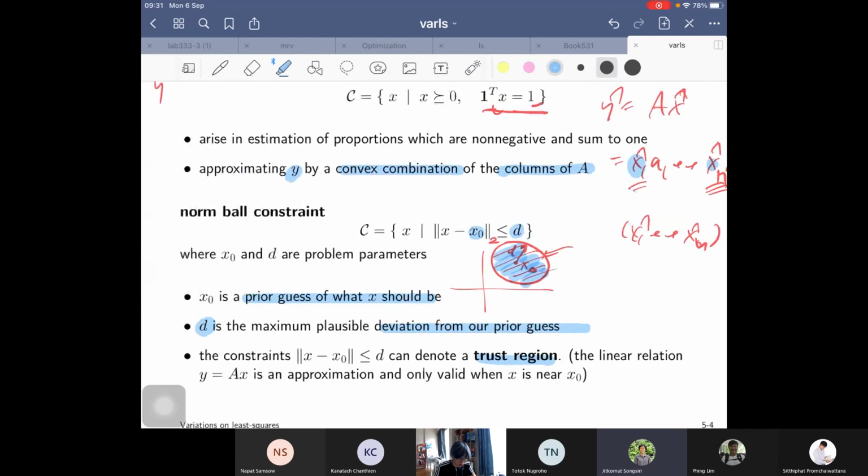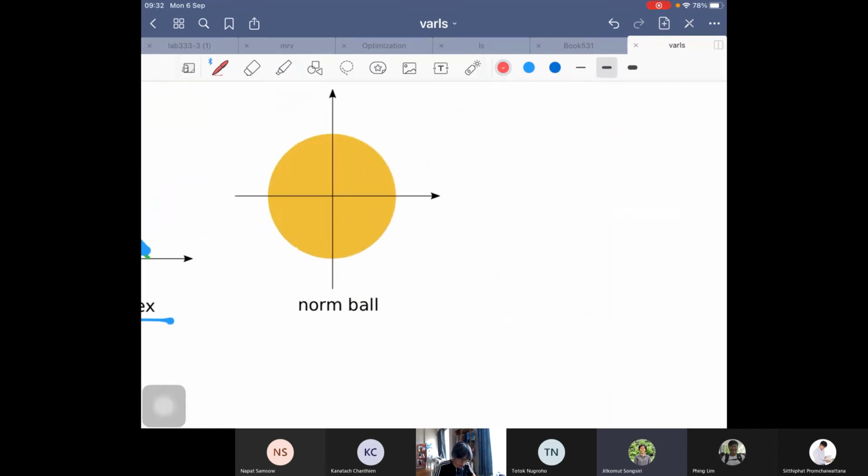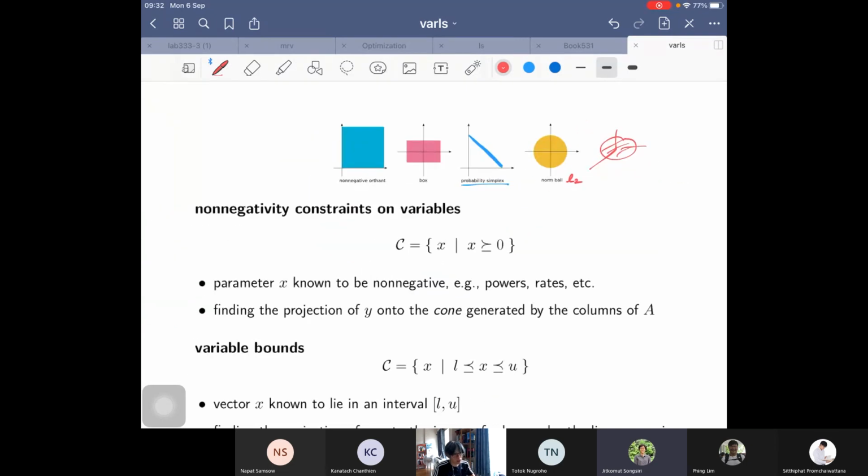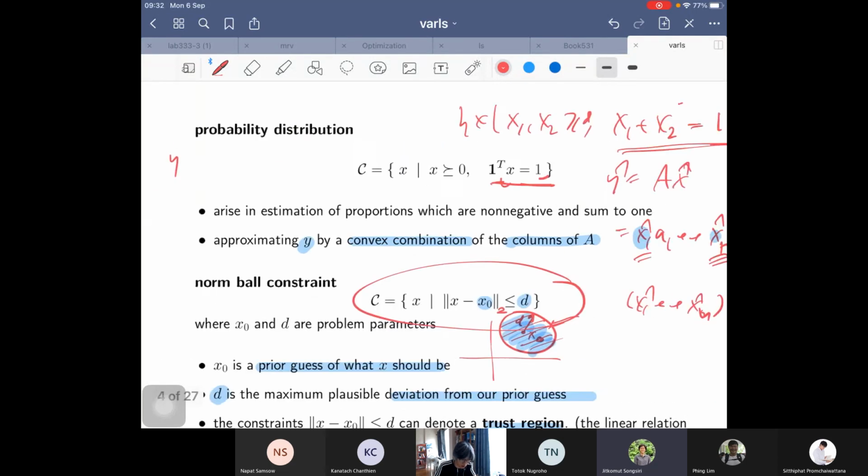You can also interpret it in the sense that whenever you make a linear approximation y equals Ax so that you use the linear least squares framework, such approximation is only valid when your x lies in this norm-ball constraint. So if you use the two norm, it looks like a circle in R2; in Rn, it's going to be a sphere. If you use other norms like L1 or L-infinity, they will have different shapes.